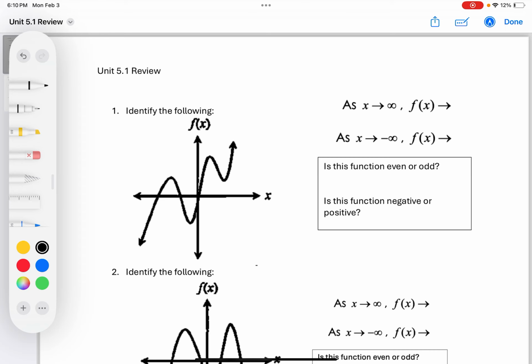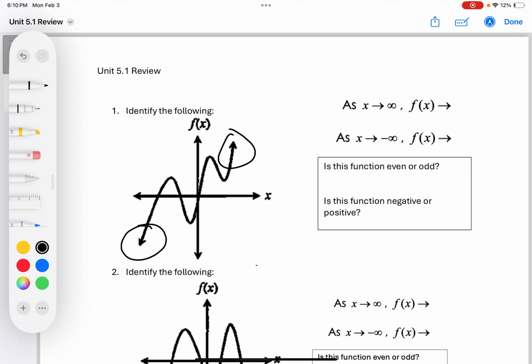Number one, identify the following. It should say end behavior right here, and it does not. Then also, is this function even or odd? Is this function negative or positive? So let's just get right into it. We are looking at the arrows, the end behaviors.